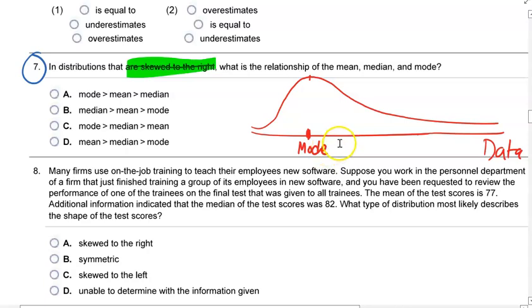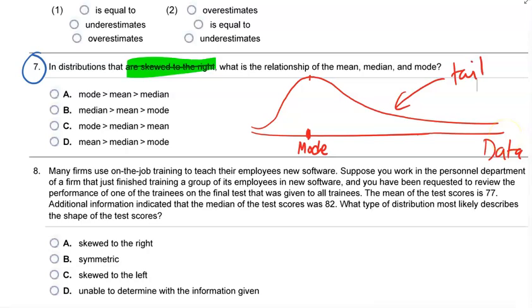The median and mean are going to be in the direction of the tail. Remember, this is the tail. The right tail is longer than the left tail. That's called skewed to the right. And the mean and mode are going to be in the direction of the tail.